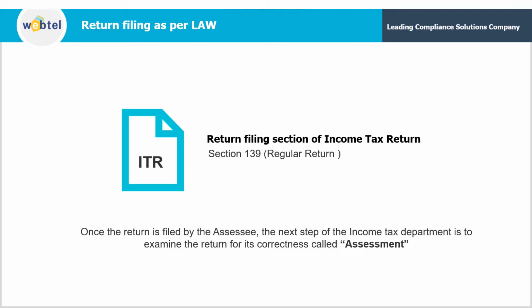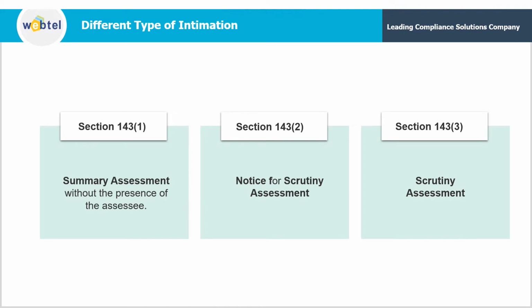As we all know, every assessee needs to file their ITR as per the income tax law under section 139. Once the return is filed by the assessee, the next step of the IT department is to examine the return for its correctness, called assessment. After the assessment, a few intimation orders will be received by the assessees from the income tax department.